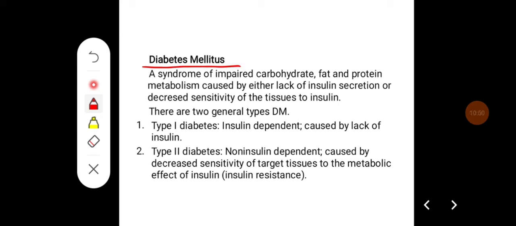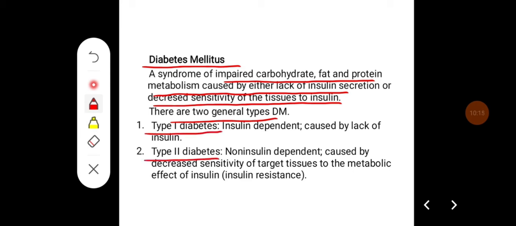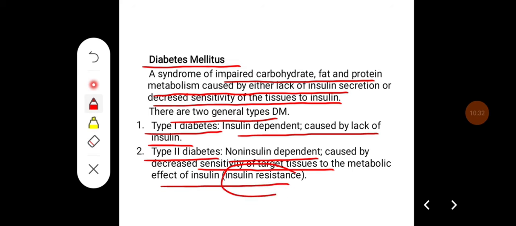The syndrome of impaired carbohydrate, fat, and protein metabolism caused by either lack of insulin secretion or decreased sensitivity of the tissues to insulin. There are two general types of diabetes mellitus, type 1 and type 2. Type 1 is insulin dependent, caused by lack of insulin, whereas type 2 is non-insulin dependent and is caused by decreased sensitivity of the target tissues to the metabolic effect of insulin, that is, insulin resistance.